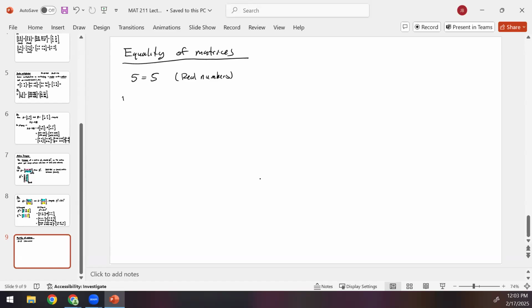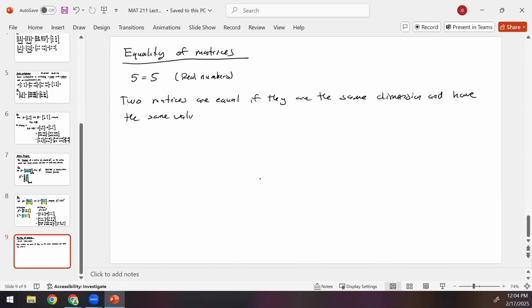So two matrices are equal if they are the same dimension and have the same values in each entry.